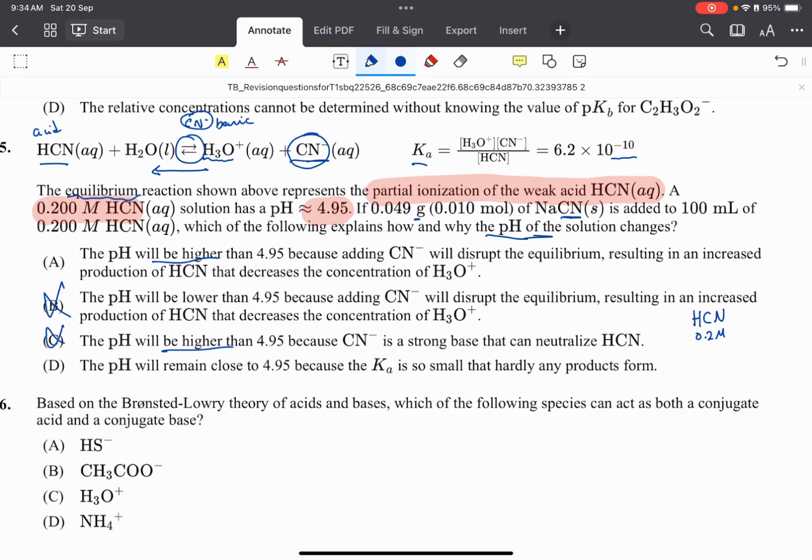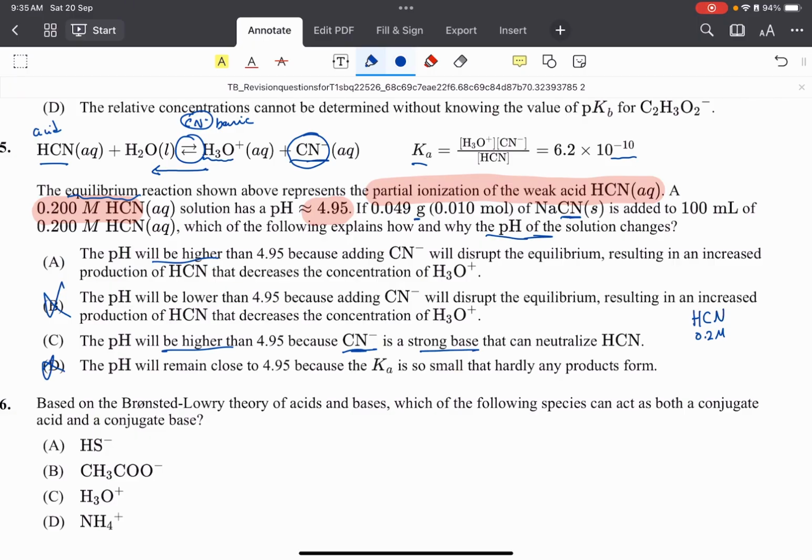So I'm going to cancel the choices where they say the pH will be lower. You have an acid, you added a bit of base to it, so definitely the pH is going to go higher. Now let's see which reason they're talking about. CN minus is a strong base? It's not a strong base. It is a weak base. They added a slight amount.